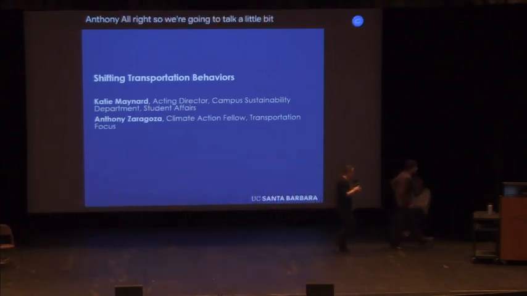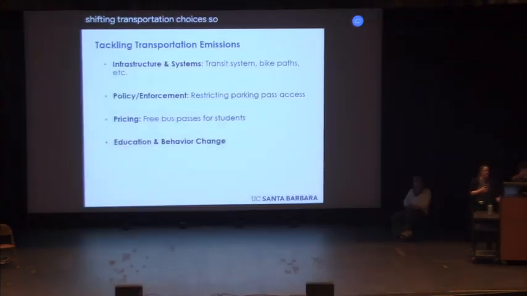All right, so we're going to talk a little bit about shifting transportation choices. When we get into tackling transportation emissions, there are basically 4 major areas that we work in. We look at infrastructure and systems, like the Santa Barbara Metropolitan Transit District that does bus service for our area, and the system of bike paths and which parts might be unsafe or harder to navigate. We look at policy and enforcement. For example, incoming students who live off campus can't get a parking pass if they live within 2 miles of the campus unless they have an accessibility need. Enforcement also works on those safety issues. We might look at pricing, such as free bus passes for students, or for staff and faculty, if you commit to not having a parking pass, you can get a half-cost bus pass instead. That's through our Transportation Alternatives Program, or TAP.